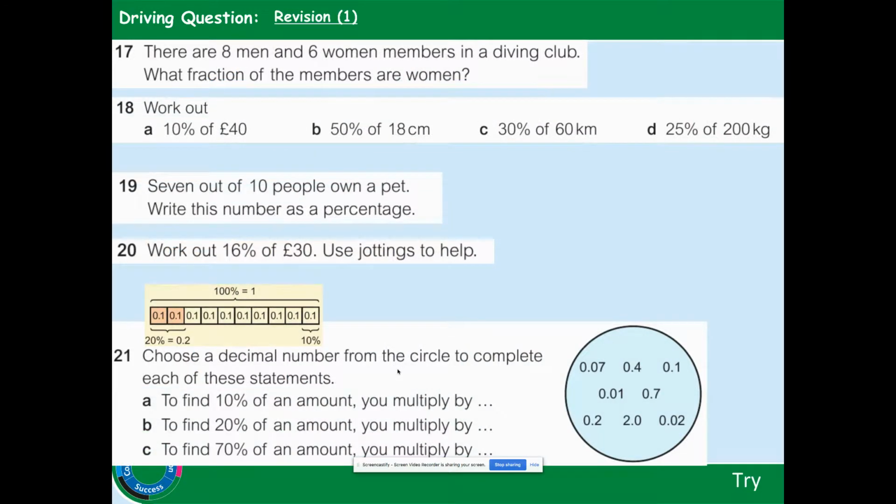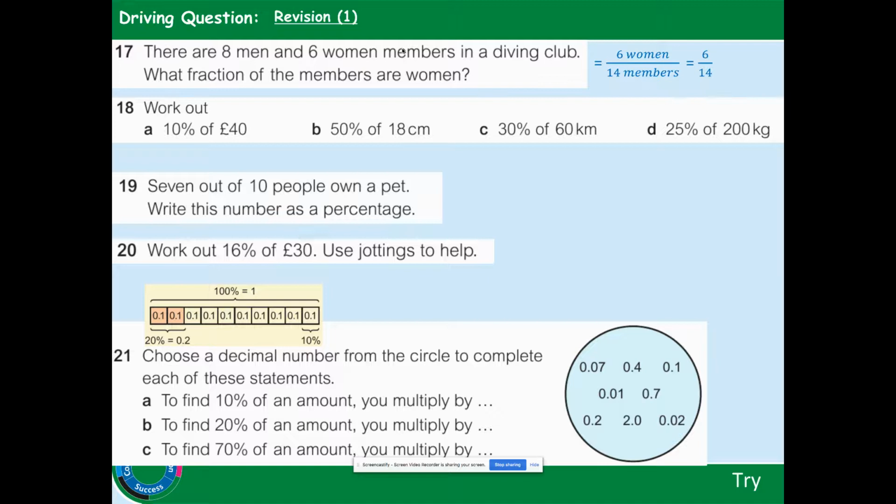Last page. You have done so well to get this far. There are 8 men and 6 women members in a diving club. What fraction of the members are women? There's 6 women. How many in the club? We need to add these 2 together. So it's going to be 6 women, 14 members, because you've added 6 and 8.